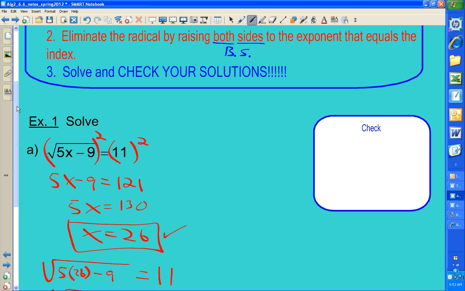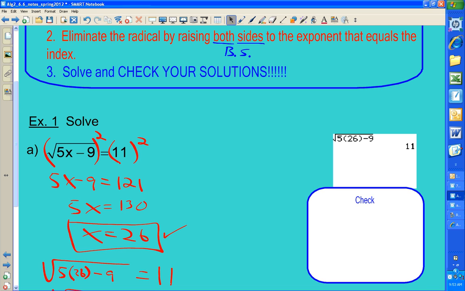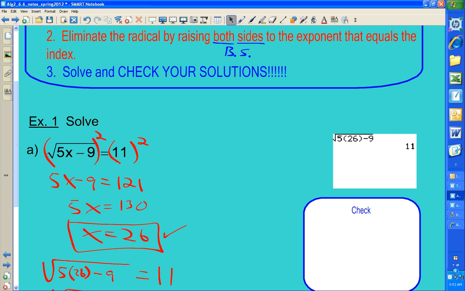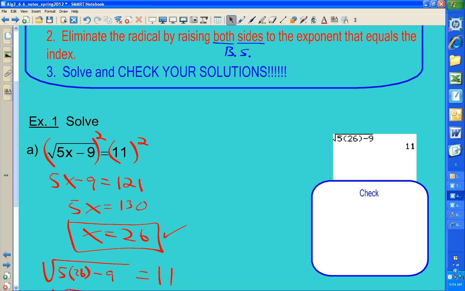Okay, here's a check on a calculator. This is just the screen from a graphing calculator. The square root of 5 times 26 minus 9 is 11. It checks. However, the test is no calculator completely. So there's no part of the test that you can use a calculator on. So it's better for you to practice without using a calculator. Every time you practice with the calculator, it slows you down on the test.